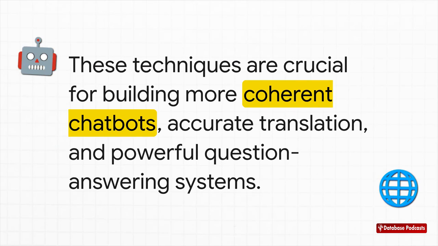So, why does all this matter? Well, because these aren't just some abstract ideas. These techniques are literally the engines behind the most advanced AI applications that we use today. They're what make machine translation so much more accurate, what make chatbots feel more coherent and less forgetful, and what allow Q&A systems to actually understand complex documents.